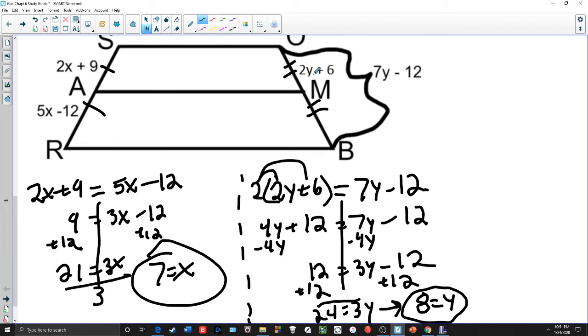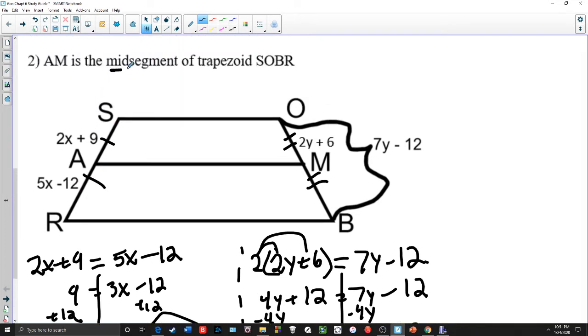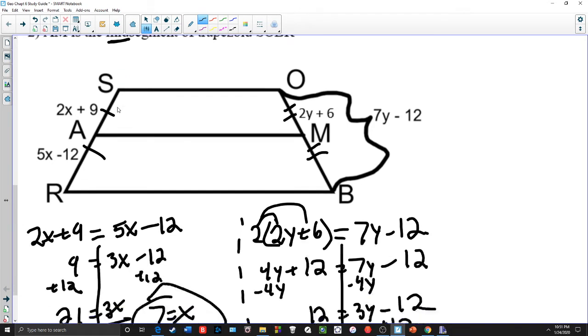So again, if you have a small piece, you double the small piece to equal the big piece. If you have 2 small pieces, you just set them equal to each other. Again, it's in the name, mid-segment. So think mid, bisect, cut in half, equal, that sort of thing.